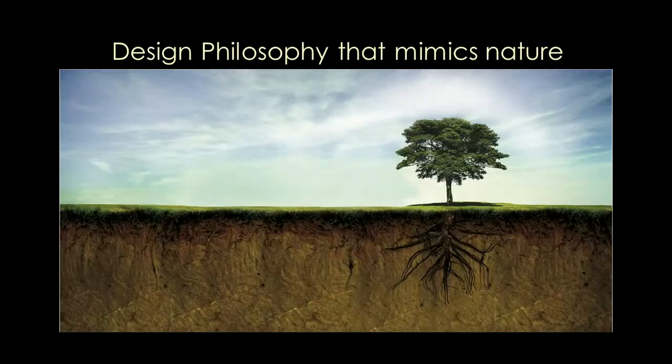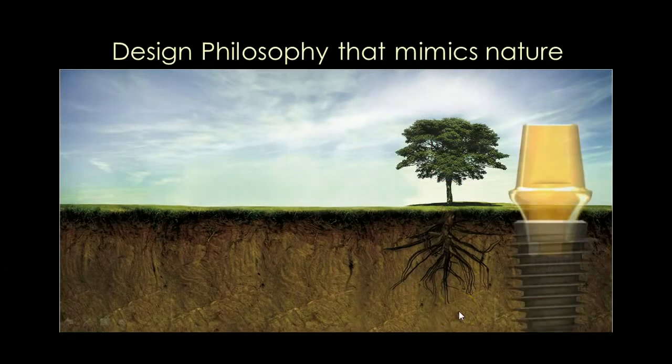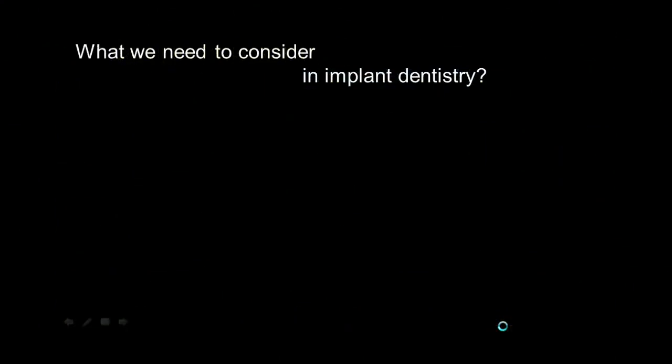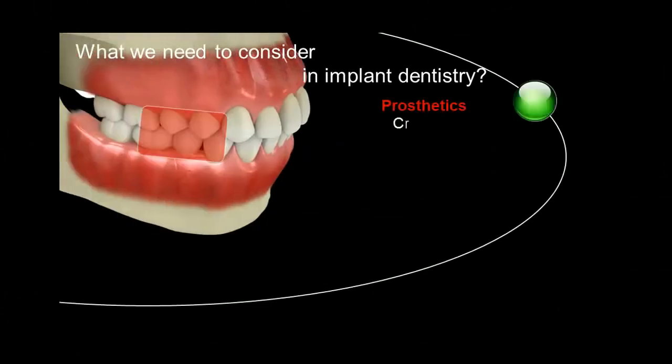Now, this design philosophy mimics nature. In other words, there are trees out there in nature that you can see the wideness of the roots. Okay, when a storm comes and so forth, it doesn't necessarily blow over. It might break here, something, but the wideness of the roots really holds the tree in place. The Anyridge is very similar with a wide body and the wide thread to engage a wider aspect of the bone itself. What we need to consider in implant dentistry is prosthetics.